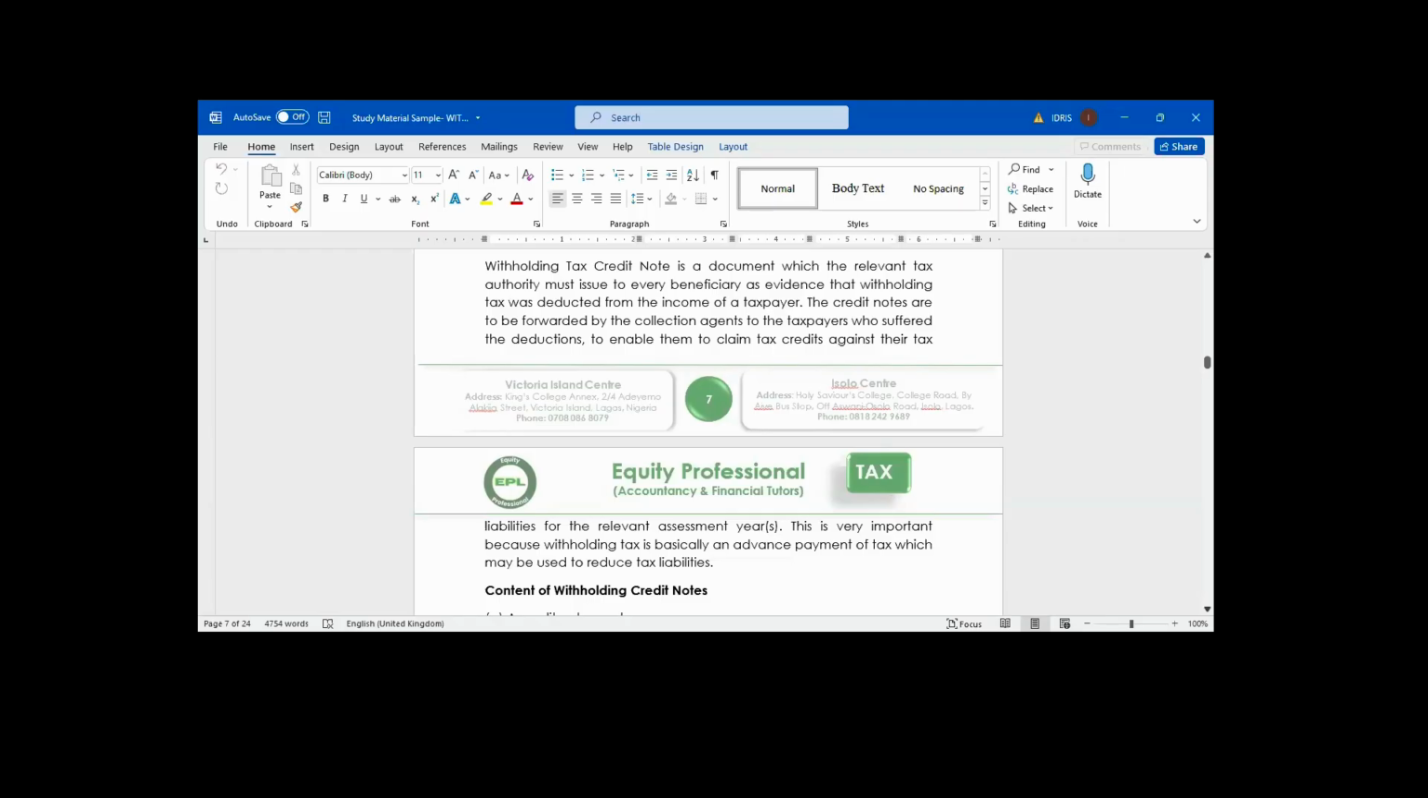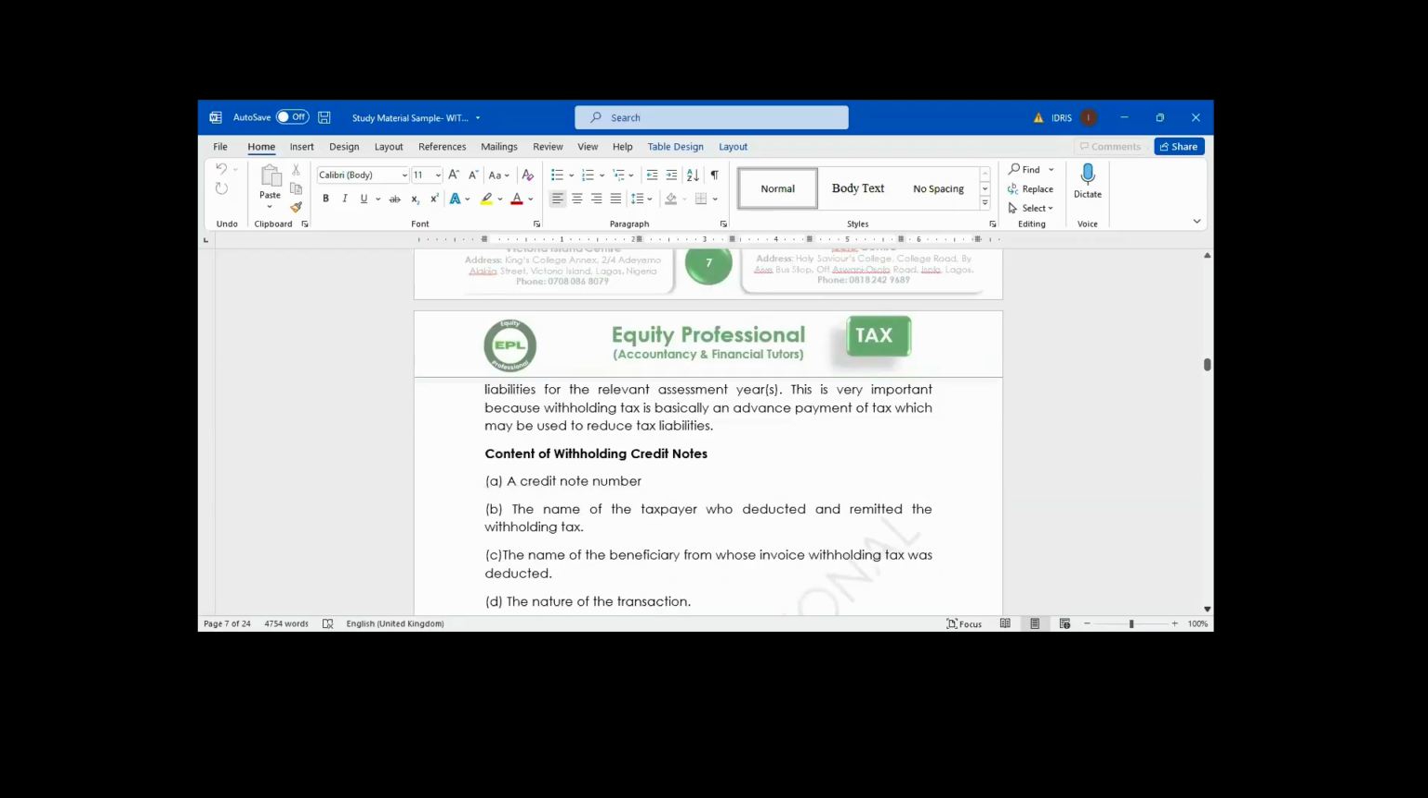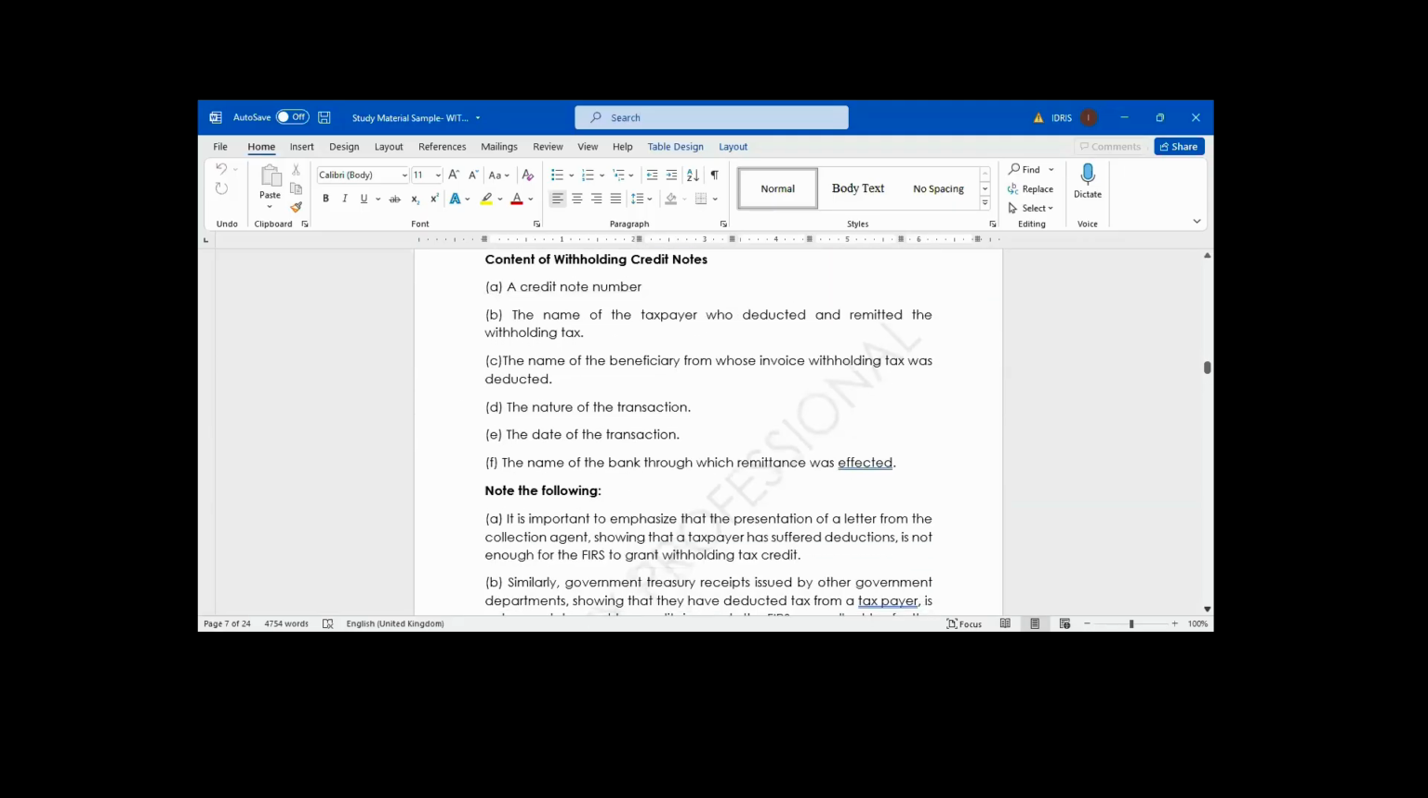What are the contents of a withholding tax credit note? Number one, the withholding tax credit note number. Number two, the name of the taxpayer who deducts and remits the withholding tax.